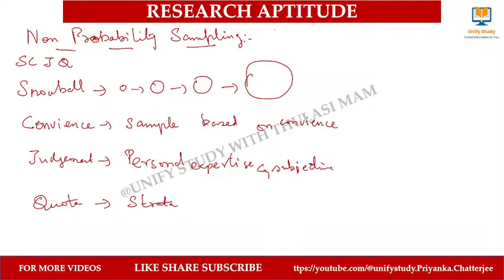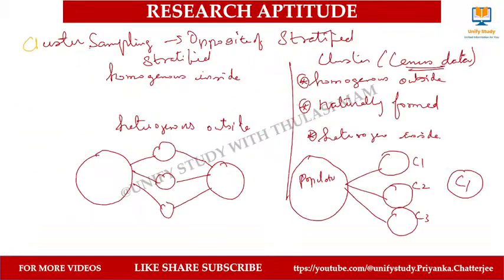I want to tell you one point with this. The non-probabilistic sampling will be applied in which type of research? This will be applied in the qualitative type of research. Whereas the probabilistic sampling will be applied in the quantitative type of research method.